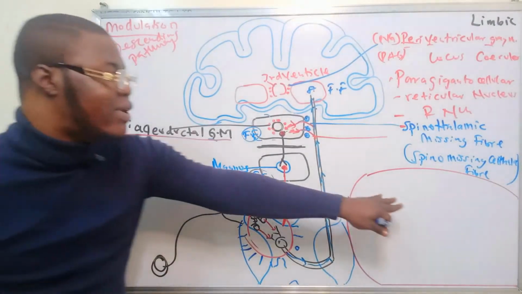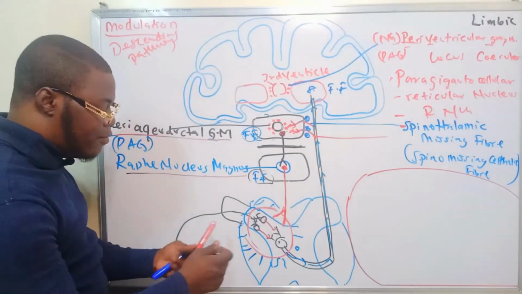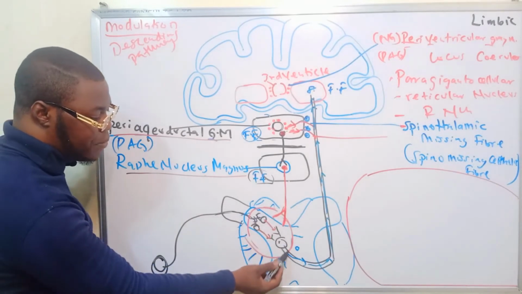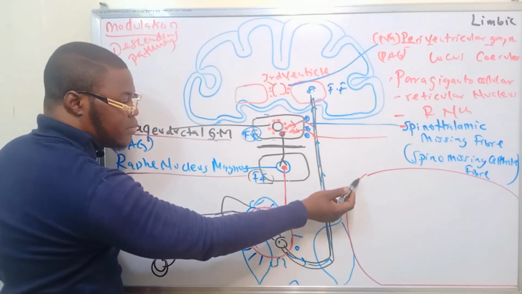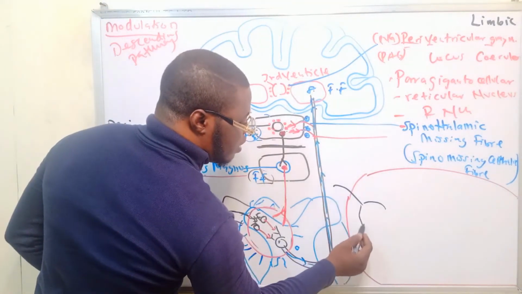Now, if this is our substantia gelatinosa, remember that we have 3 neurons here. This is the first order neuron coming into this red shaped portion, which is your substantia gelatinosa. So this is that neuron. That's the first order neuron.